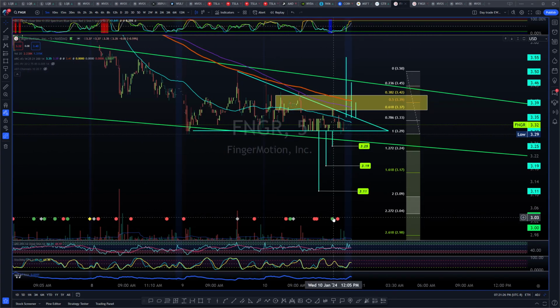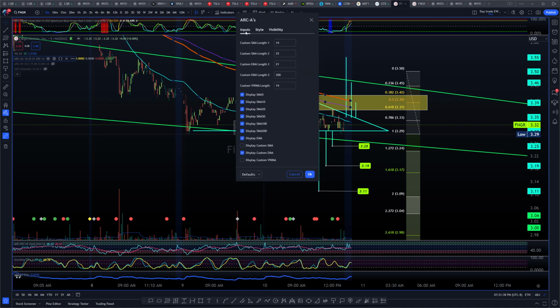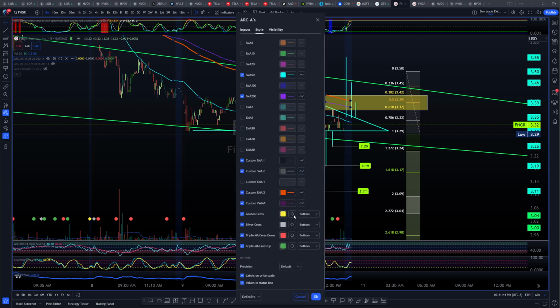So now, actually, the ARC averages indicator, right? So this is my personal averages indicator, right? It's giving here all of my favorite moving averages that I use on a daily basis, with the potential of also changing or putting in your own custom ones. Also shows a volume weighted moving average as well. Okay, so this also displays to you the golden cross, silver cross, a triple moving average bear, and a triple moving average bull.